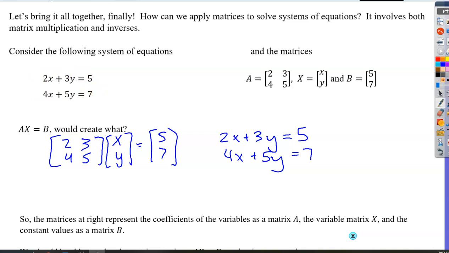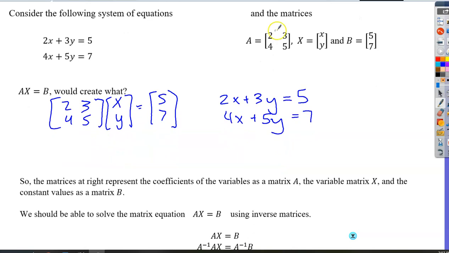So the matrices at right are actually, this first matrix is all of the coefficients from your system, right? So in order, 2, 3, 4, 5. That's A. The variable matrix XY are the 2 variables in order, but as a column matrix. And the constant values of your system, 5 and 7, that are not affected by the variable, are a column matrix in order, 5, 7. And so this matrix relationship was determined from those systems.